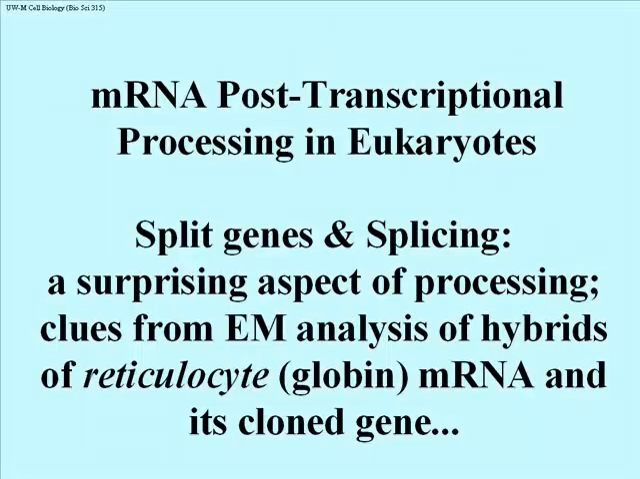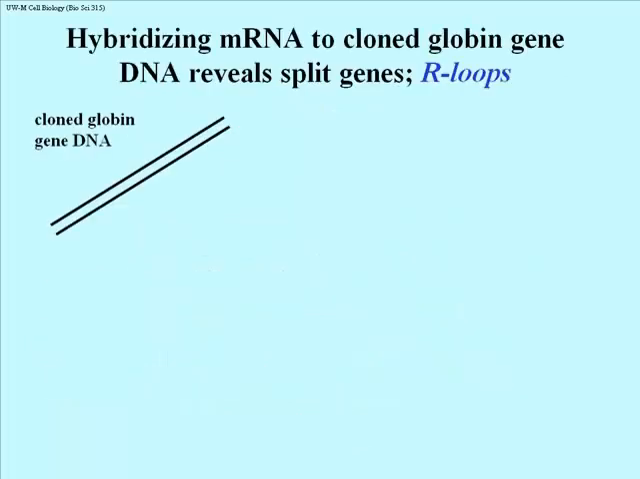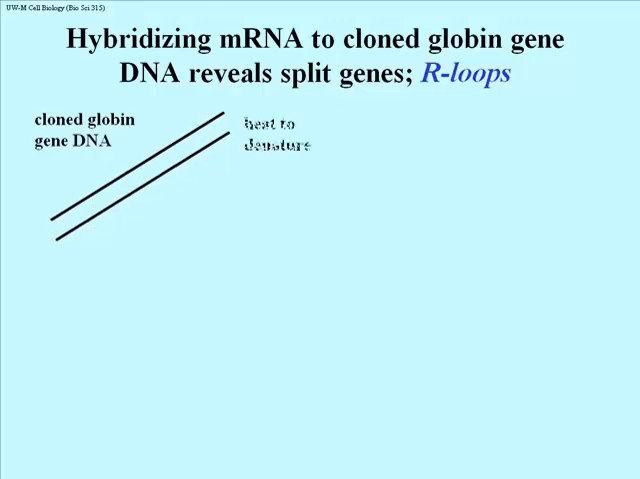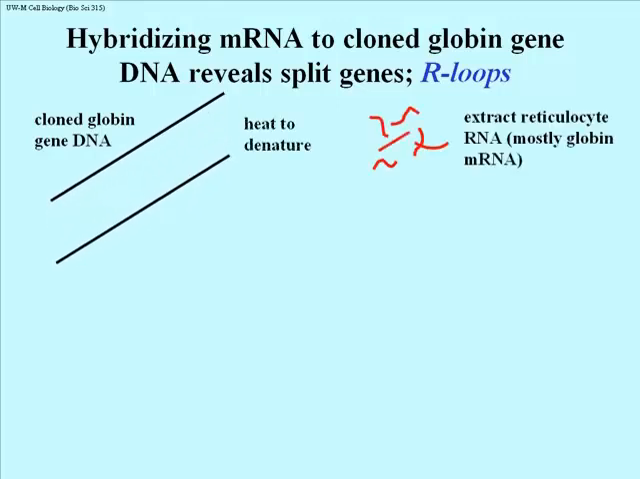By the time of this experiment, it was possible to visualize nucleic acids in the electron microscope and to distinguish double and single-stranded lengths of nucleic acid. Here's how the technique, called R-looping, revealed the existence of so-called split genes. Cloned globin gene DNA was denatured. The extracted globin mRNA, shown in red here, was added.